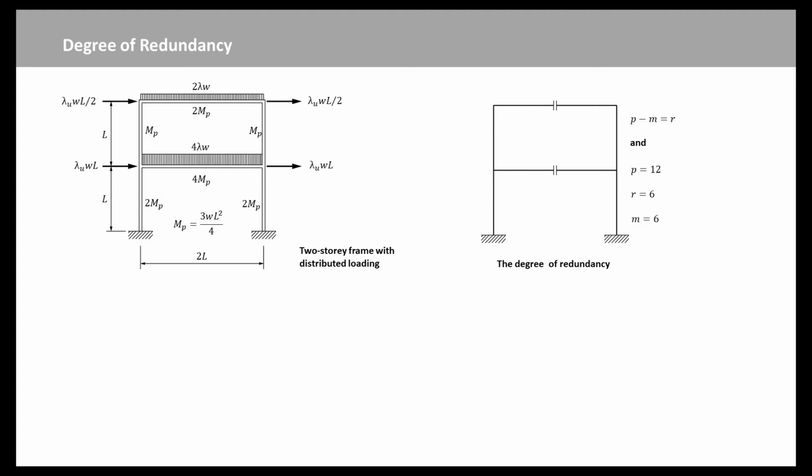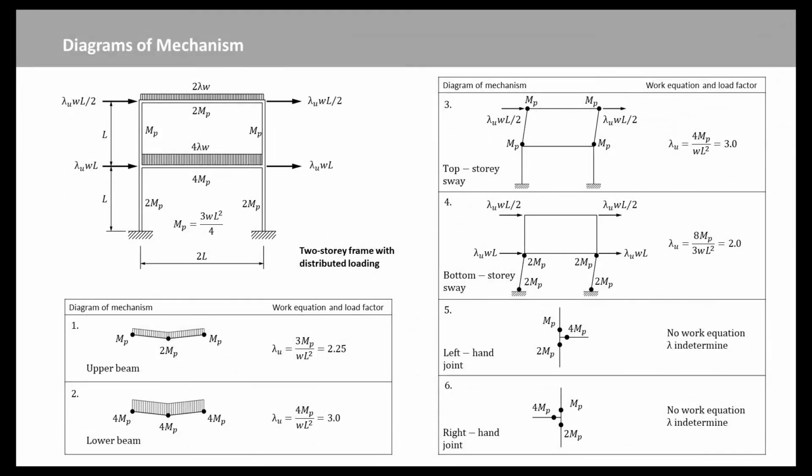Each of the m elementary mechanisms can be thought of as an independent equation relating moments at the hinge points to the applied loading. Since there are p unknowns and m equations, to find m: p minus m equal to r, where r is the degree of redundancy of the frame. The redundancy test gives r equal to 6 for the frame in figure B, so that m equal to 6. The 6 elementary mechanisms are 2 beams, 2 sways, 1 for each story, and 2 joint rotations.